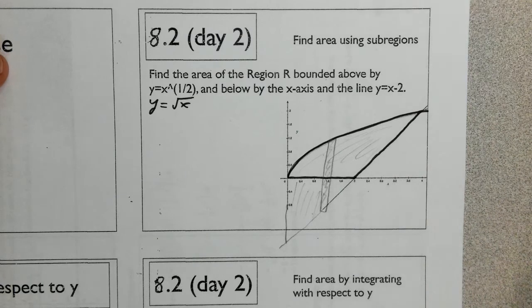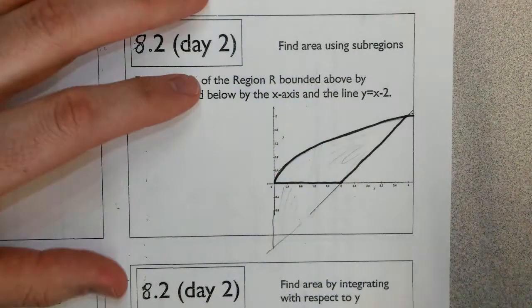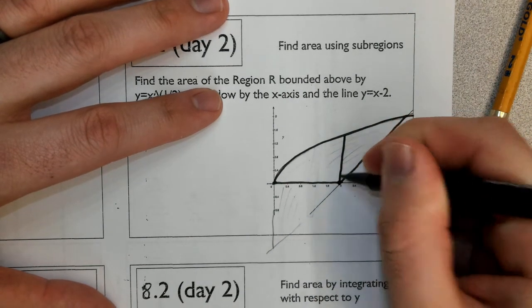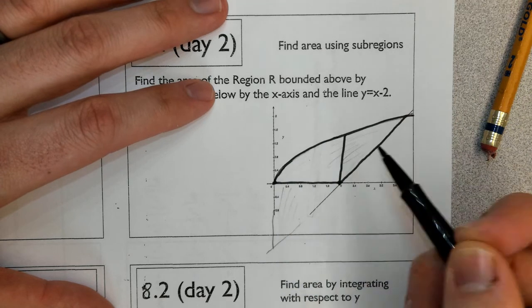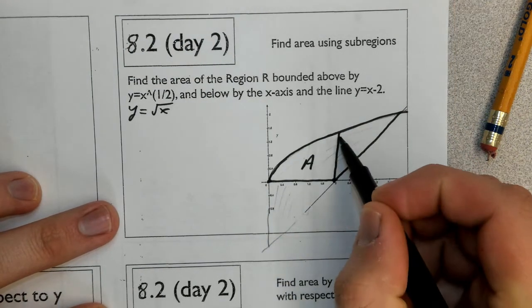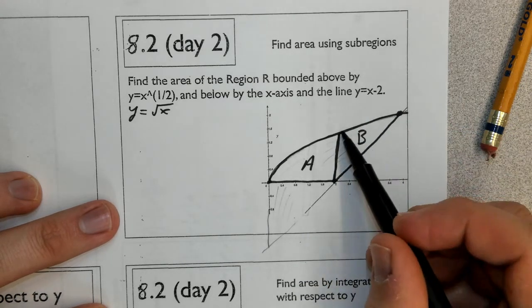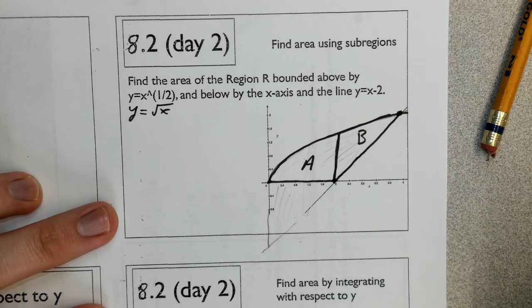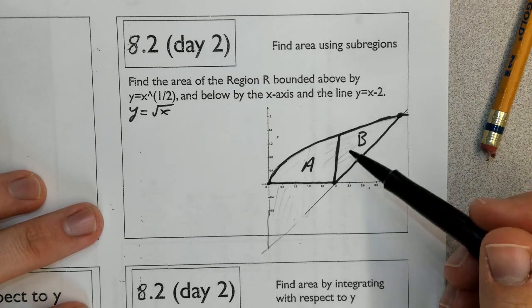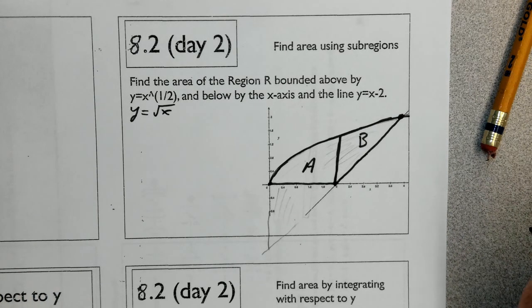So one way that we can approach this is we can break this into two parts. We can notice that from 0 to right here, that's one area that is just strictly underneath the curve y equals square root of x. And so maybe we call that area A. And then here to here, that area, we'll call that area B, and that is going to be square root of x minus the line here, x minus 2. And so this is called partitioning, or finding the area using subregions, where you break the region into parts and then you find the parts.